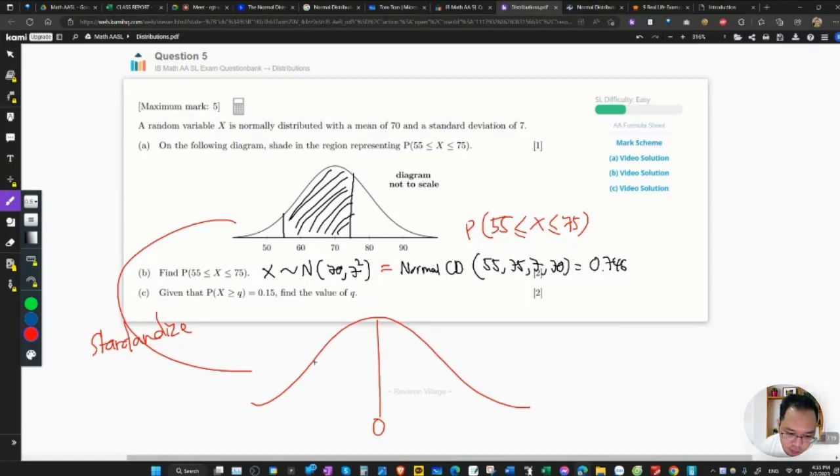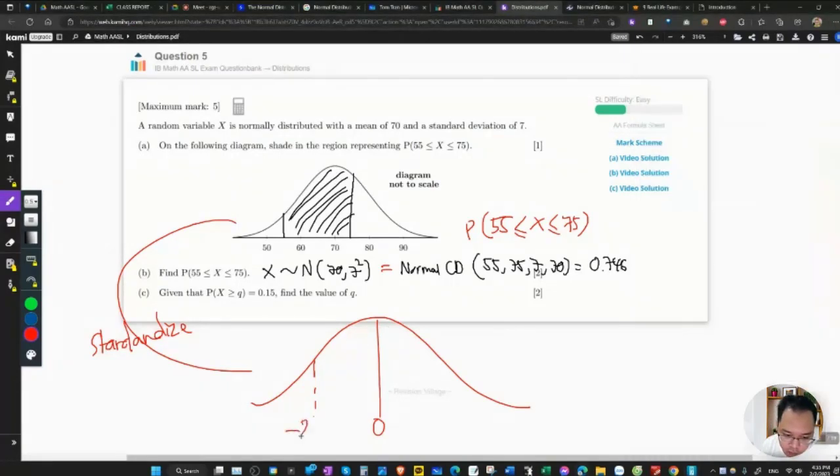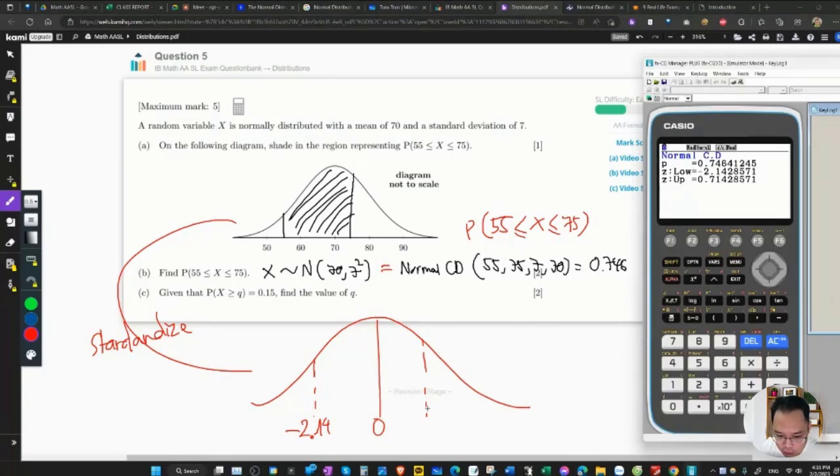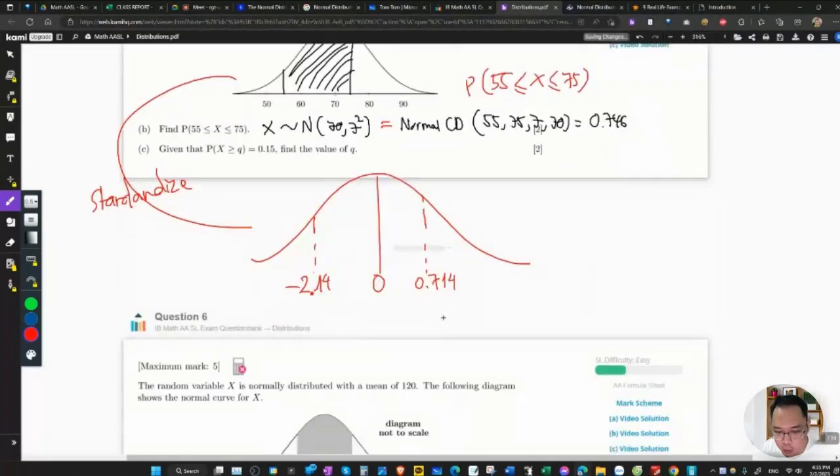The value 55 there will become minus 2.14, and the upper value 75 is equivalent to 0.714, because we can calculate this one by taking the value 75, subtract the mean 70, and divide the standard deviation 7. Okay. Check that.